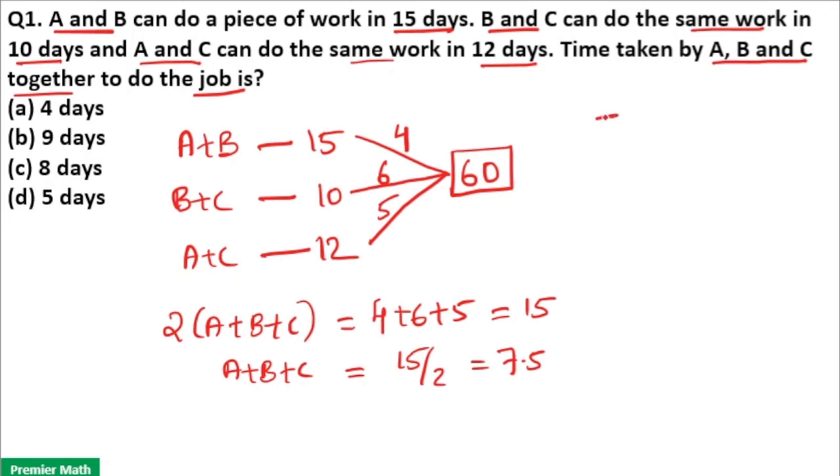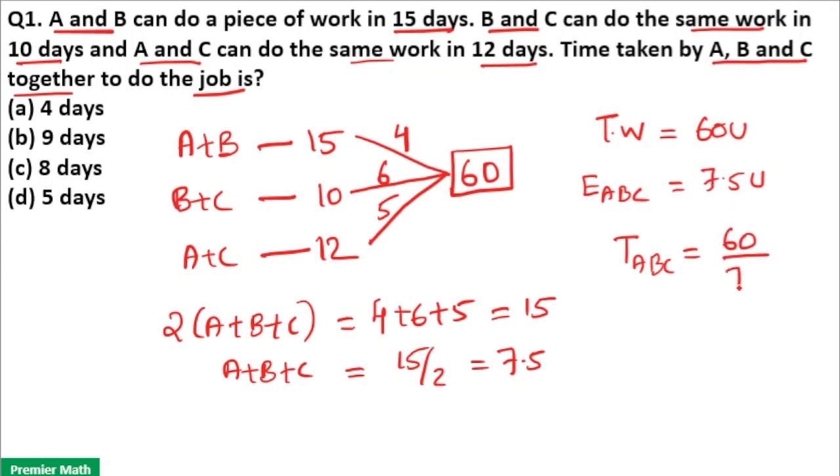So here total work is 60 unit and efficiency of A, B and C is 7.5 unit. That means time taken by A, B, C together to complete the 60 unit work is 60 by 7.5, which is equal to 8 days. So option C is your answer.